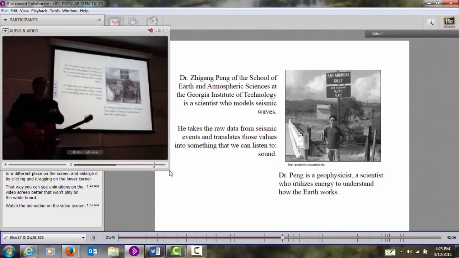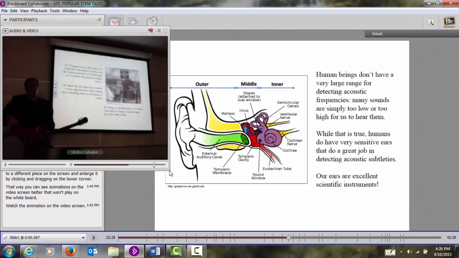My work here is directly taken from, and I'm directly promoting the work of this man right here, Dr. Jigan Peng of the School of Earth and Atmospheric Sciences at Georgia Tech. He's a geophysicist, primarily a seismologist, I believe. He is one of the people that has been doing a lot of work in creating sound files out of the waves that he gathers during seismic events. He's a scientist who utilizes energy to understand how the Earth works, and he's done some amazing things. So I've got to give him a shout out. Every time I call him, he's like, oh, yeah, go ahead.